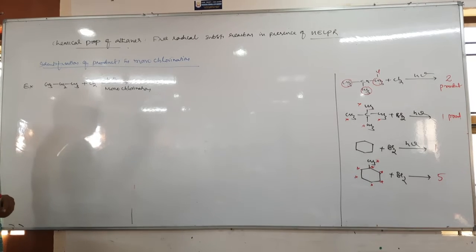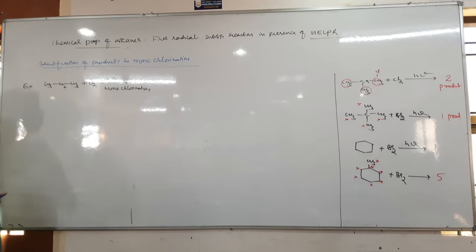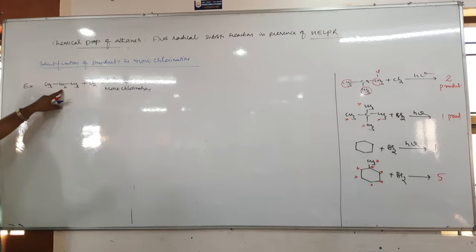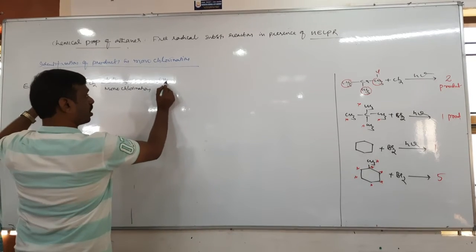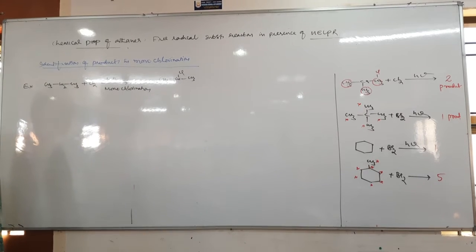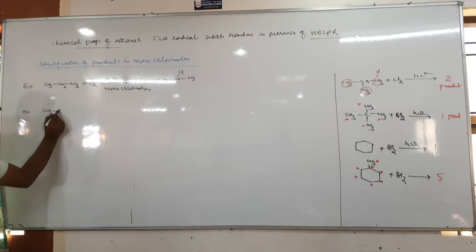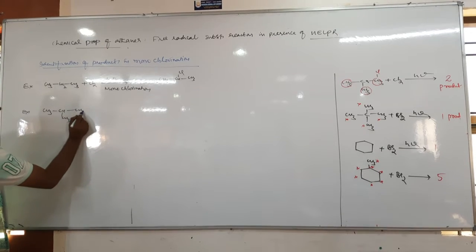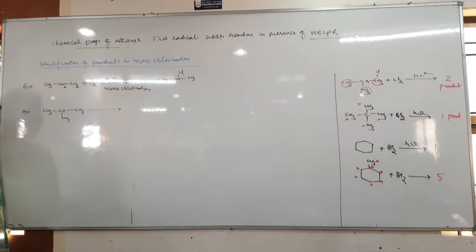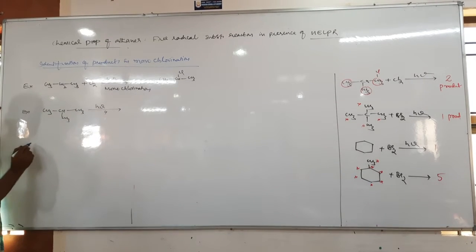If there is only one chlorine, that one chlorine is preferentially substituted on the second carbon, because secondary hydrogen is more reactive. So therefore the monochlorination product is isopropyl chloride. That is the meaning of monochlorination. We should write only one product. Similarly, okay, 2-methyl propane monochlorination, you write the product.